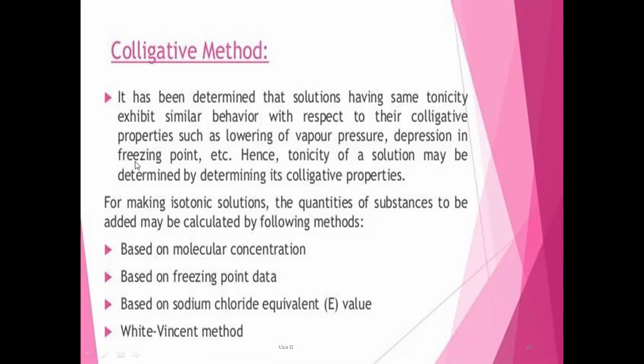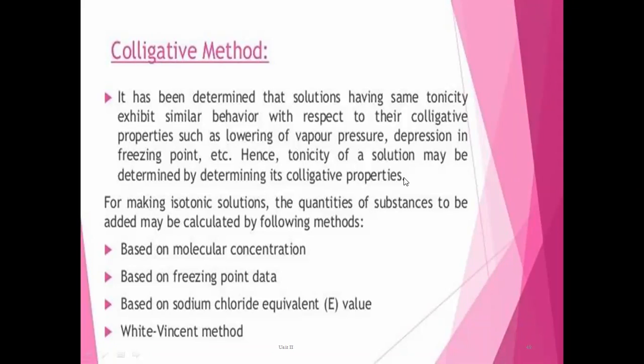These colligative properties are those properties which are similar in isotonic solutions. What are those properties basically? Properties such as lowering of the vapor pressure and depression in the freezing point. The tonicity of a solution may be determined by determining the colligative properties. Colligative properties means those properties which are the same in isotonic solutions.